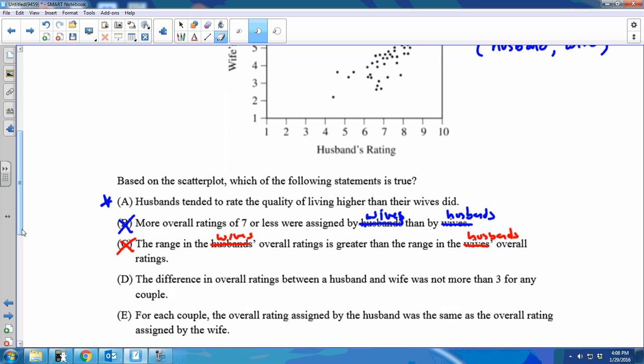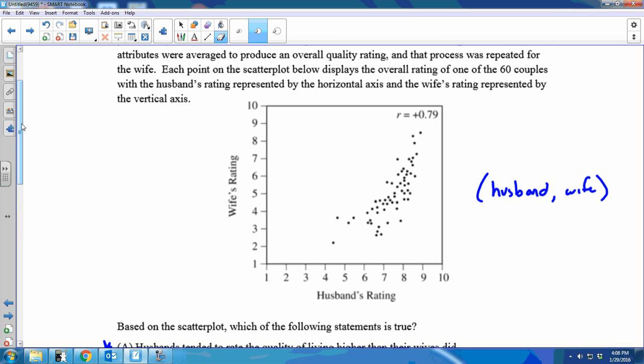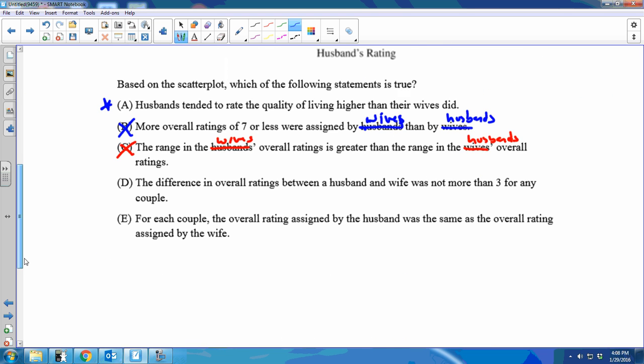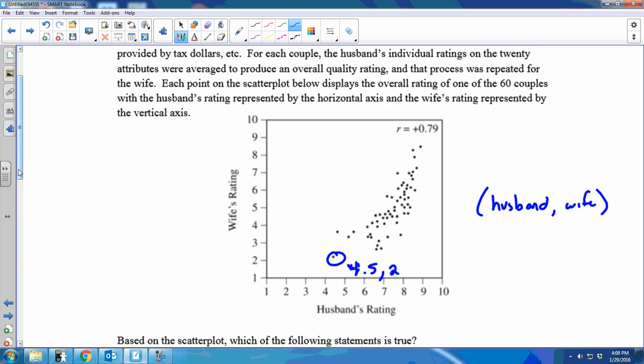Difference in overall ratings between a husband and wife was not more than 3 for any couple. Well, let's pick some couple. The husband's rating was 4.5. We'll say 4.5. The wife's rating is 2. So the difference is about 2.5, and it says was not more than 3 for any couple. So that one doesn't work.